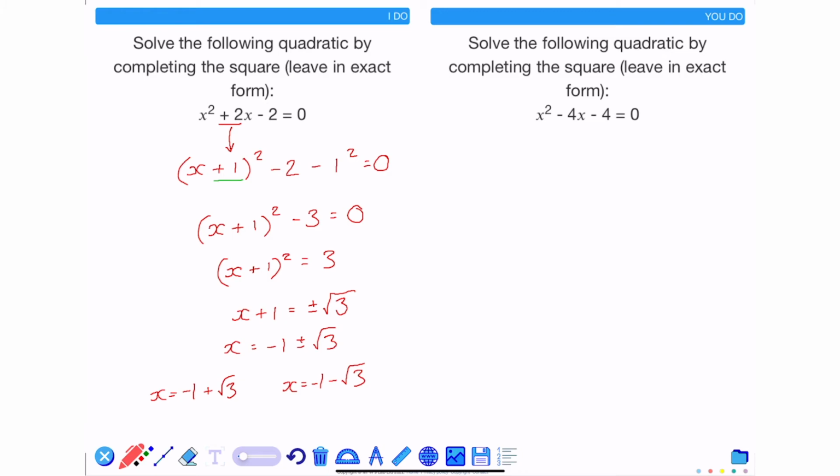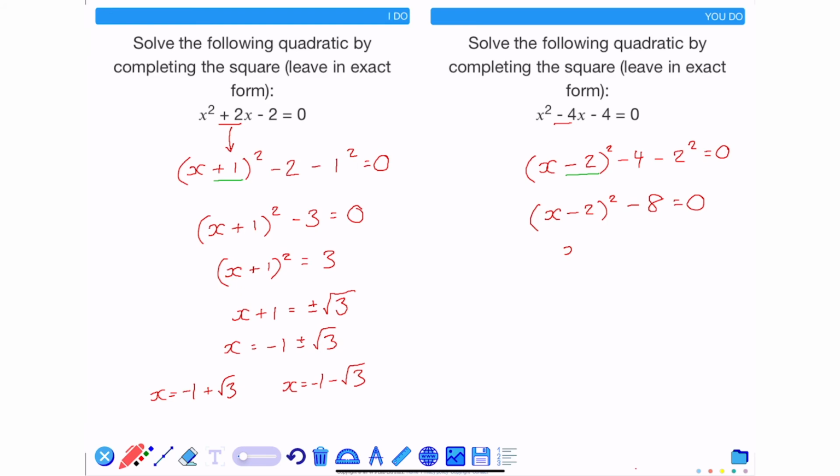So the coefficient of x in this case is negative 4. This means inside the brackets I'll have x take away 2 all squared, take away 4 and take away negative 2 squared. Remembering this is equal to 0 and simplifying negative 4 take away 2 squared gives x take away 2 all squared take away 8 is equal to 0.